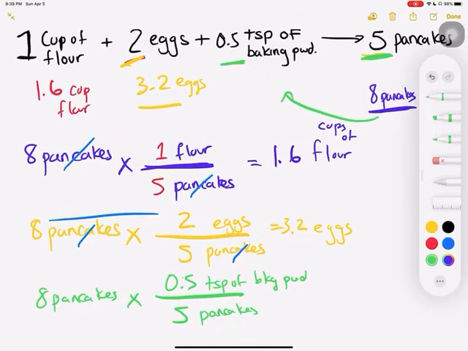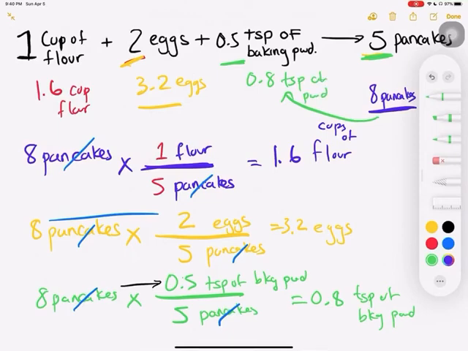Okay, so let's do the math. That's going to be 8 times 5 times 0.5. Obviously, pancakes and pancakes cancel out, and the result is going to be teaspoons of baking powder. Let's go ahead and do the multiplication. So 8 times 0.5, that's the numbers in the top, divided by 5, and the result is going to be 0.8 teaspoons of baking powder. So I need 0.8 teaspoons of baking powder. This is what I need to make 8 pancakes.